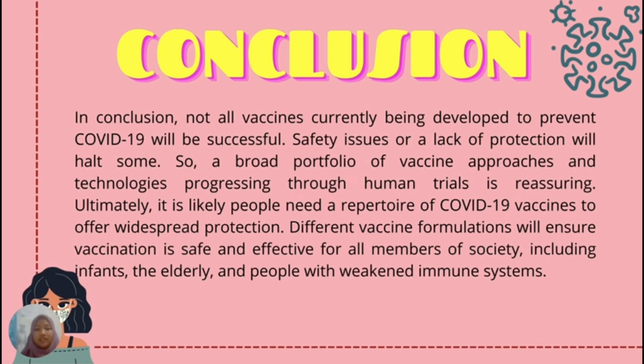Ultimately, it is likely people need a repertoire of COVID-19 vaccines to offer widespread protection. Different vaccine formulations will ensure vaccination is safe and effective for all members of society, including infants, the elderly, and people with a weakened immune system.